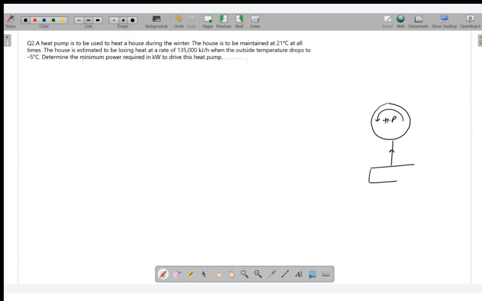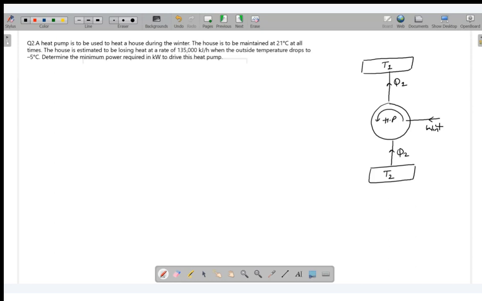It absorbs heat from the lower temperature T2, how much heat? Q2, and transfers it to the higher temperature. So what is the objective of the heat pump? Anyone? To maintain low temperature or to maintain high temperature? To maintain high temperature, yes. So the objective of the heat pump is to maintain high temperature.